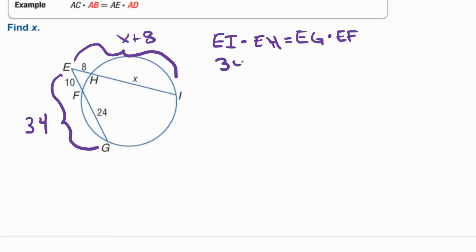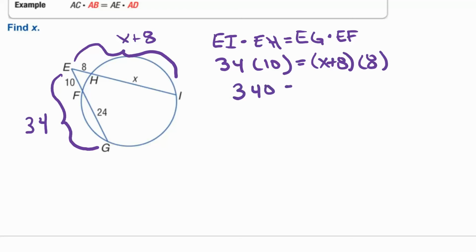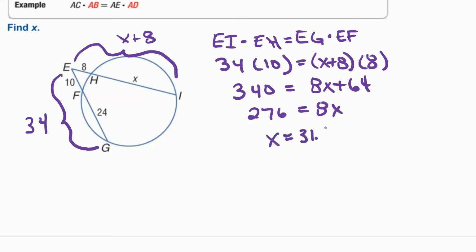So 34 times 10 equals x plus 8 times 8. So 340 equals 8x plus 64. Subtract 64 from both sides, we'll have 276 equals 8x. Divide both sides by 8, and we have x equals 31.5.